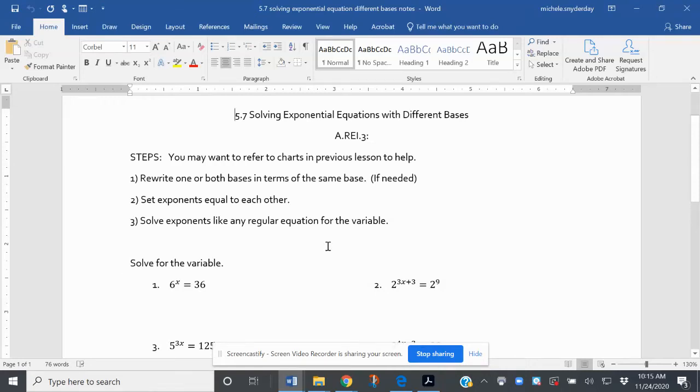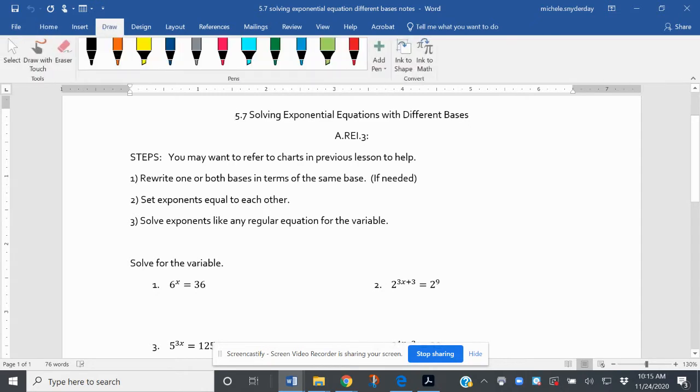Alrighty, so here's the last section of our exponential unit. I told you yesterday that we need to keep our notes from yesterday. All of the exponent charts that we filled out is going to be very, very important that we use them today. Today we're going to solve exponential equations with different bases. And when we have different bases, we need to make them the same by using our charts from yesterday or some of our knowledge.